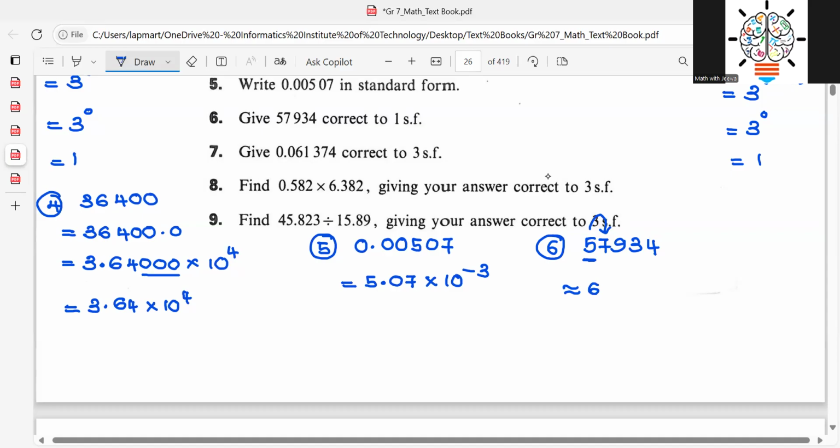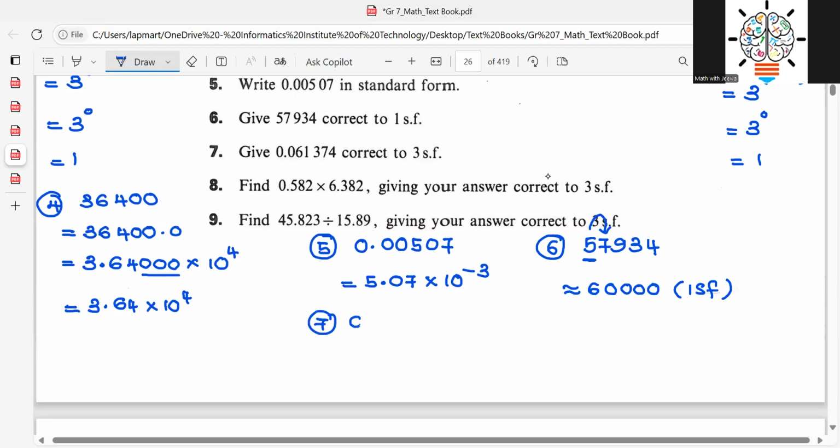What happened to the rest of the digits? The rest of the digits will be replaced with 0. So then here I write 1 SF. Definitely, 157,934 is approximately equal to 60,000 when I correct it to the first significant figure. That is the hidden idea of this. So then I will move to question number 7.